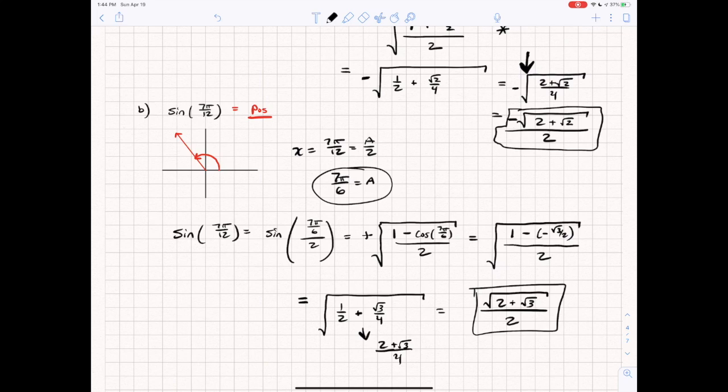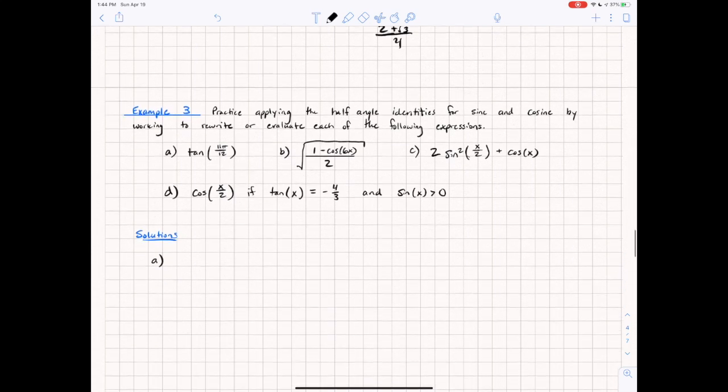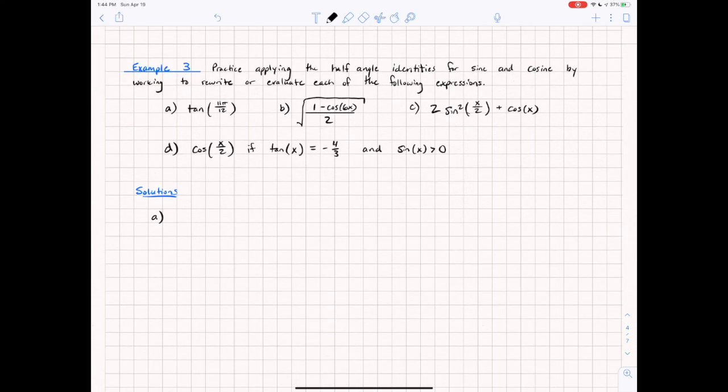So just giving you a chance to see how everything kind of plays a role. And so example 3, let's practice applying specifically half angle identities to these next 4 again, so you can see how these work. And then we're going to try to rewrite and evaluate specifically using the half angles.